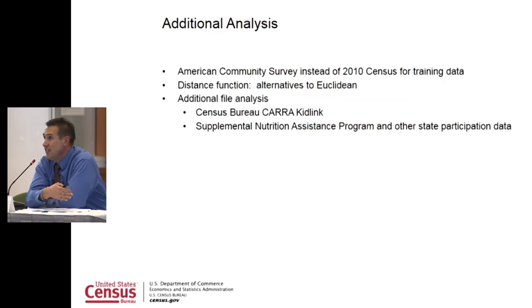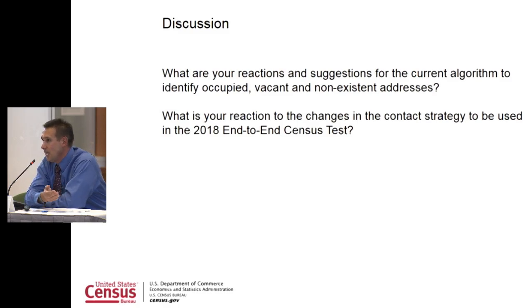We also did some additional analysis. We've done some training on administrative records using the American Community Survey as training data. We have looked at distances to that Euclidean function, but we also looked at alternatives, and we are also interested in hearing other ideas. We're continuing to look at those additional files as well. I did have these questions, but in the interest of time, I can turn it over to Bob for his discussion.